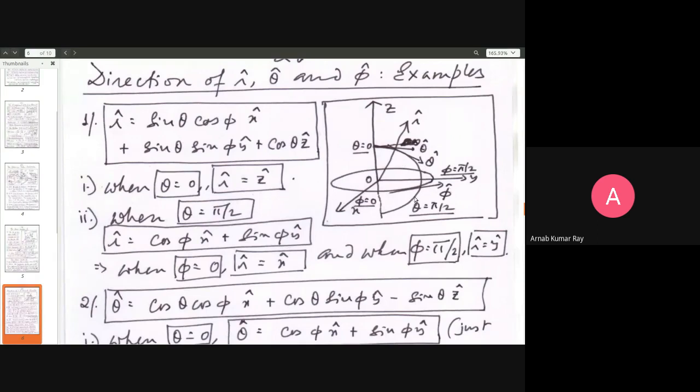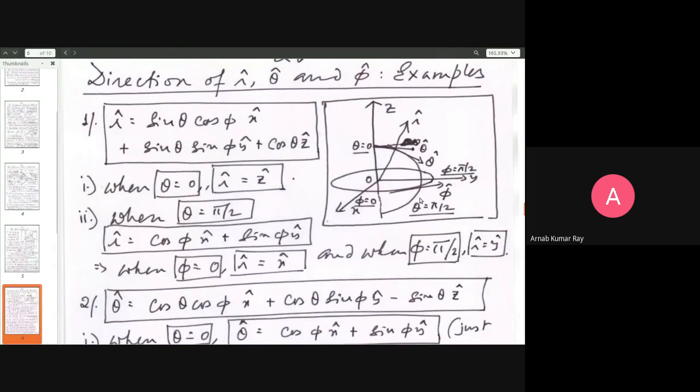What about theta? Theta starts with the value 0 and ends at the value pi. I'm sorry, I made a mistake. Theta will start from 0 and end at the value pi. This theta equal to pi by 2 is for the base plane. Here theta is equal to pi. Okay, we shall see why we go up to theta equal to pi in due course, so I shall discuss that.